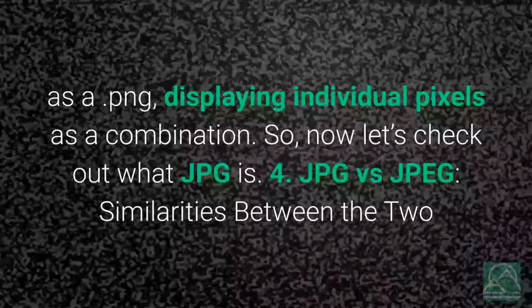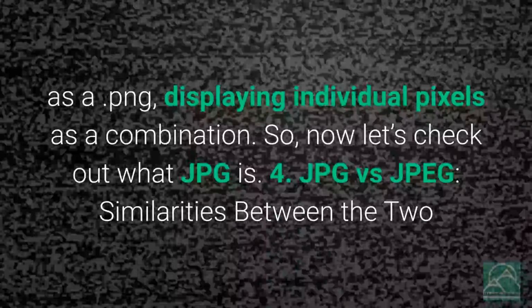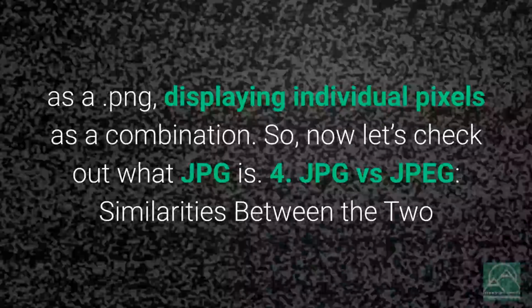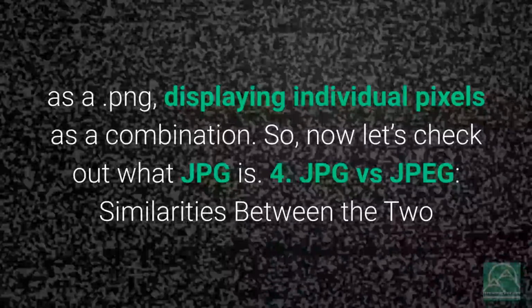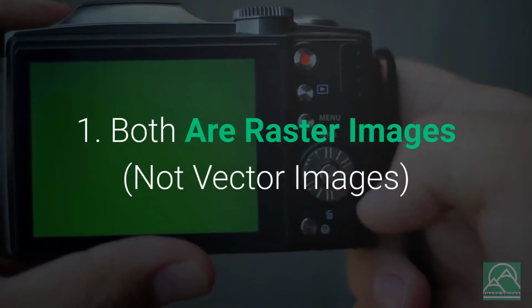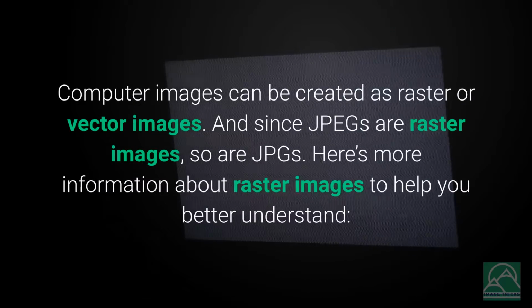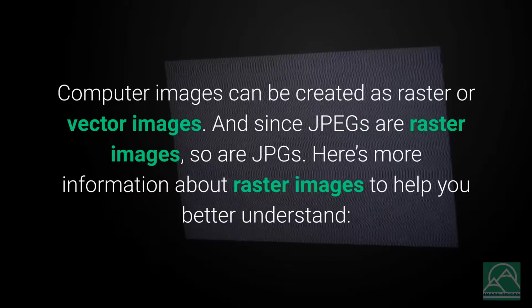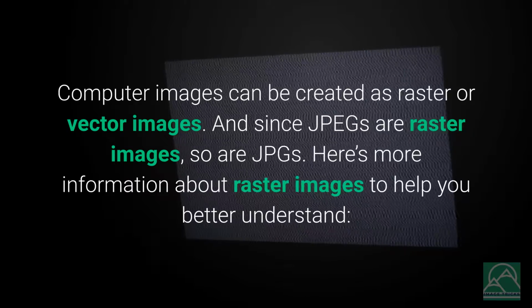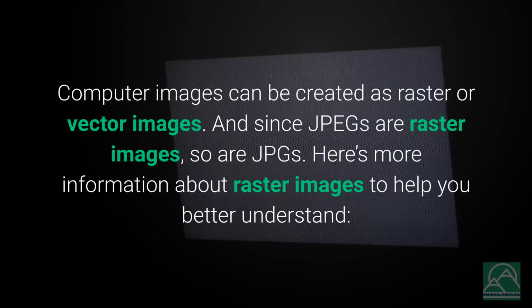So, now let's check out what JPG is. 4. JPG versus JPEG. Similarities between the two. 1. Both are raster images, not vector images. Computer images can be created as raster or vector images. And since JPEGs are raster images, so are JPGs.